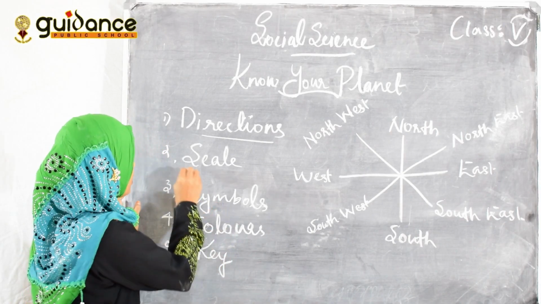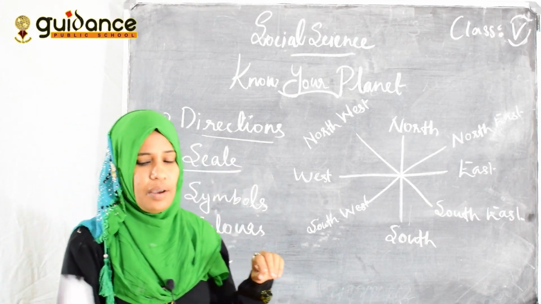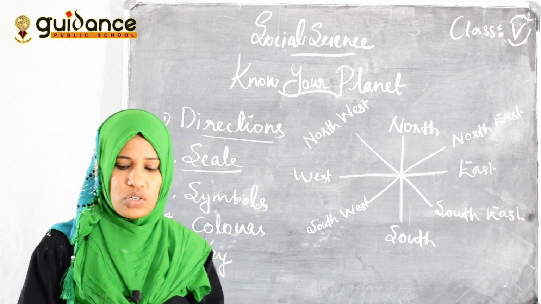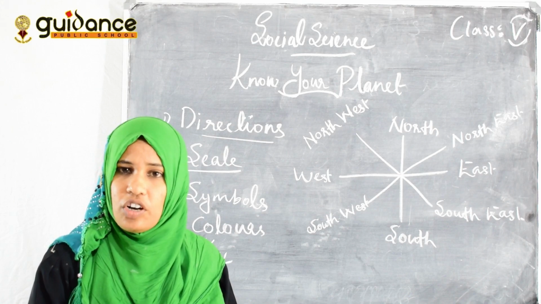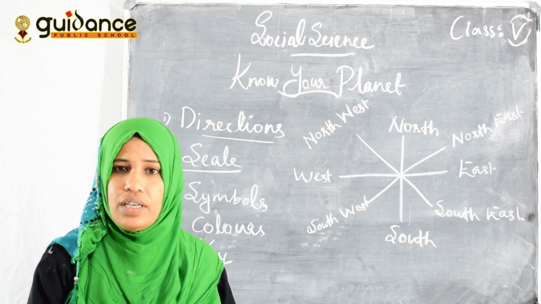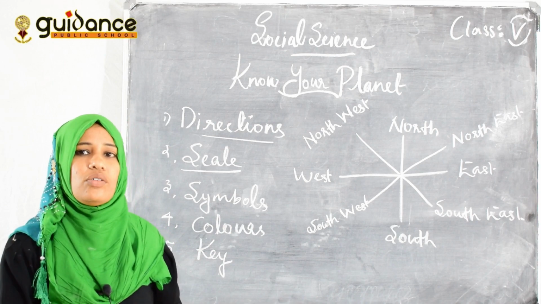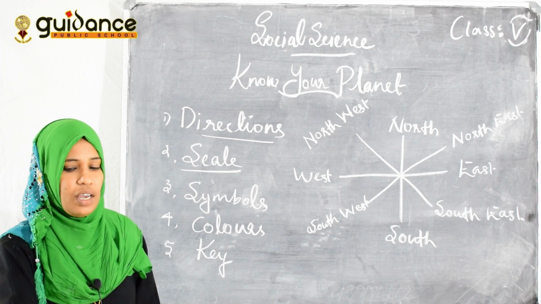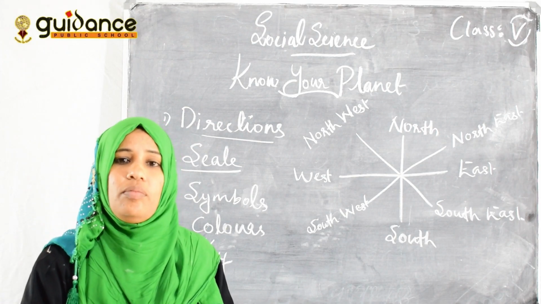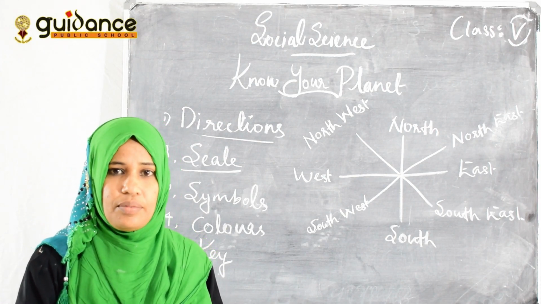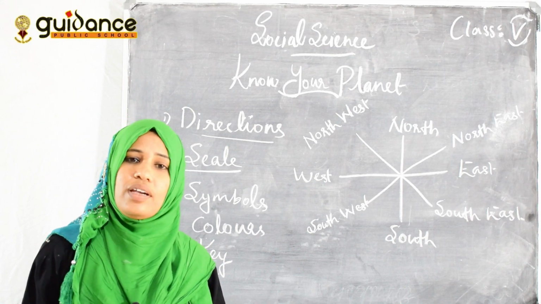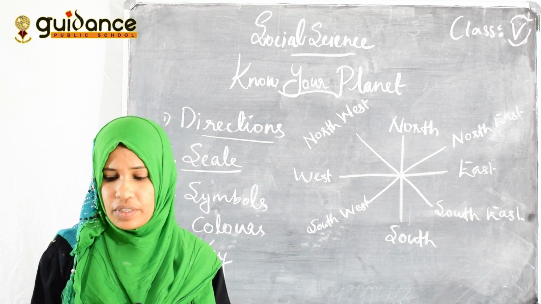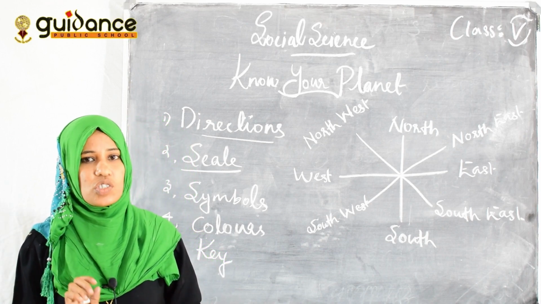Next one is scale. We all know that all maps are a smaller part of the earth shown on paper, as it is not possible to show the actual size of the earth. So, smaller units are used to represent the distance. Example, the distance between your home and your school is 4 km. We cannot make a map that is 4 km. So, what are we going to do? We will create a small map.